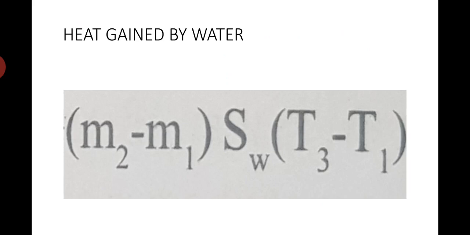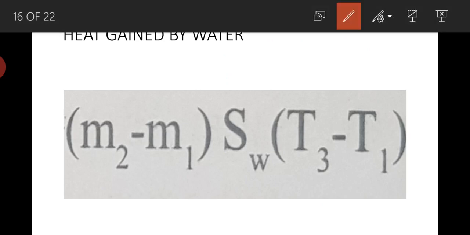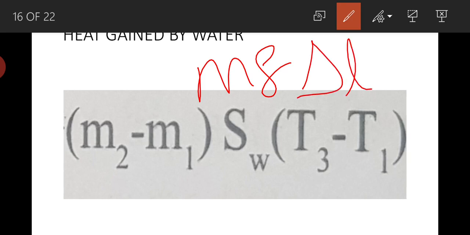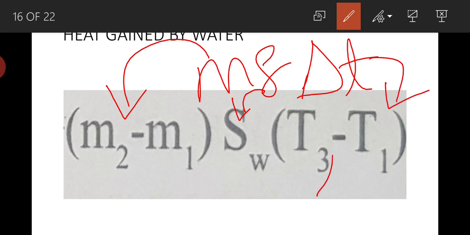Now let us find the heat gained by water. We all know that the heat formula is ms delta T. Mass of the water is m2 minus m1. Specific heat of water is SW, and temperature change delta T is final minus initial. Final temperature of water is T3 and initial temperature of water is T1. So final minus initial is T3 minus T1.